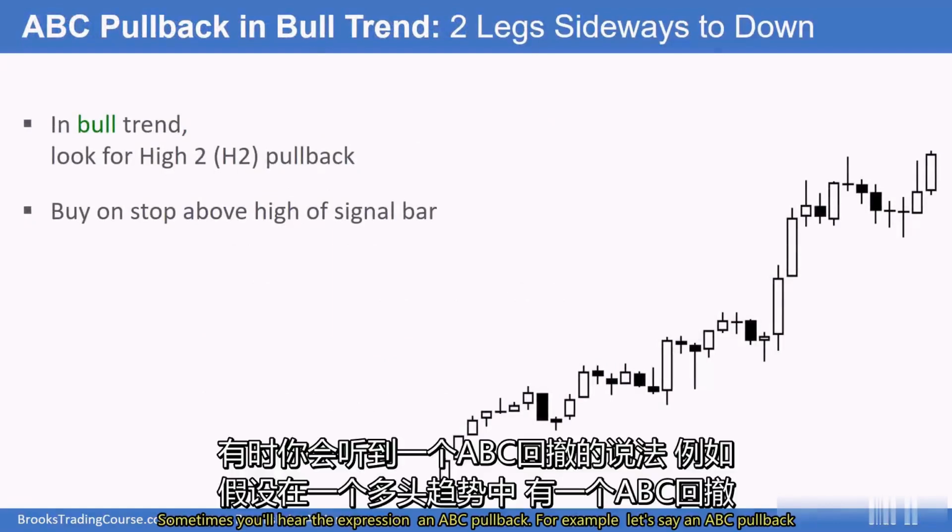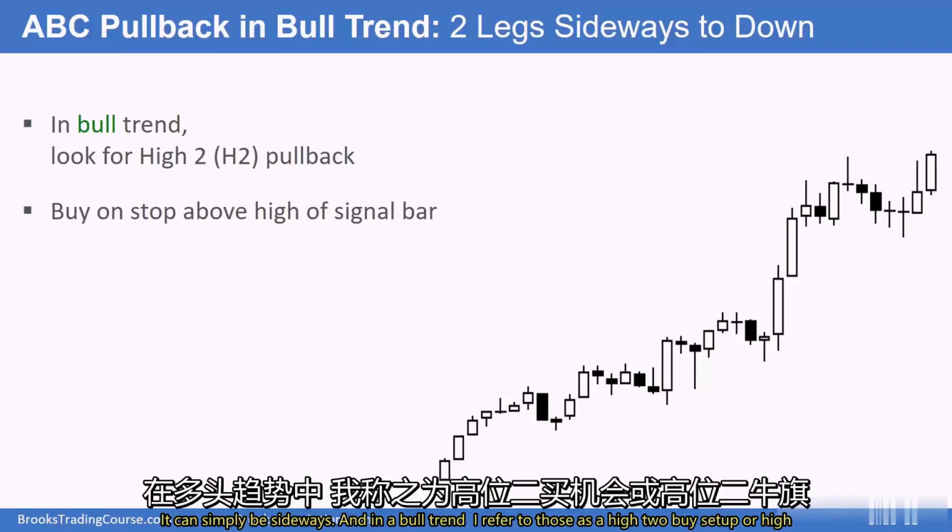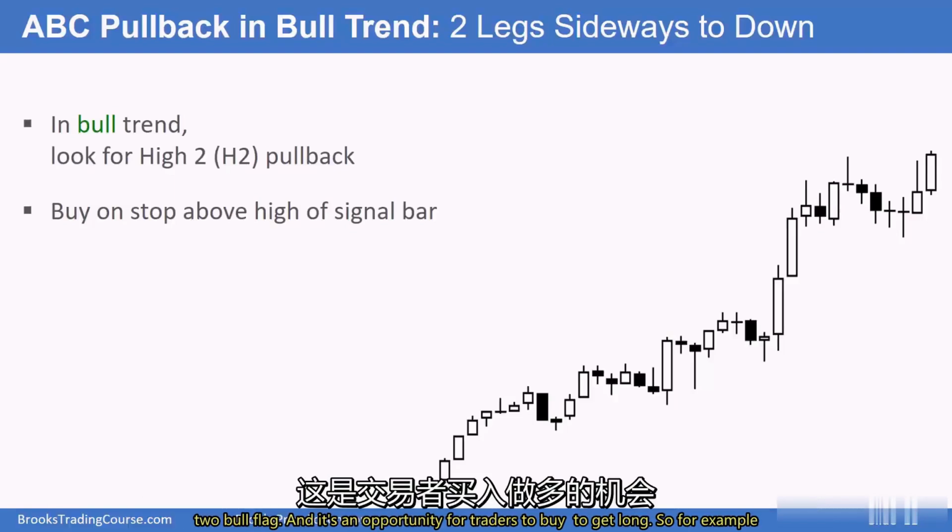Sometimes you'll hear the expression an ABC pullback. For example, let's say an ABC pullback in a bull trend. It's two legs sideways to down. It doesn't always have to be down. It can simply be sideways. And in a bull trend, I refer to those as a high two buy setup or a high two bull flag. And it's an opportunity for traders to buy, to get long.